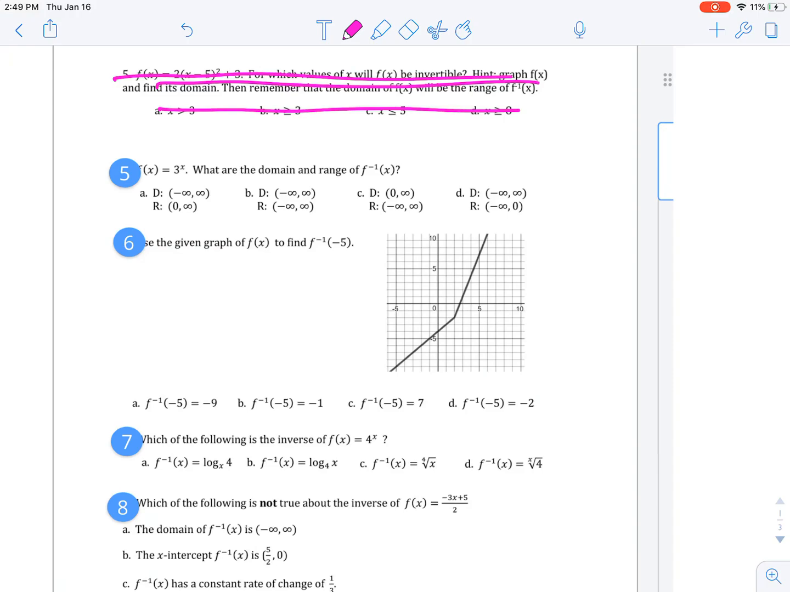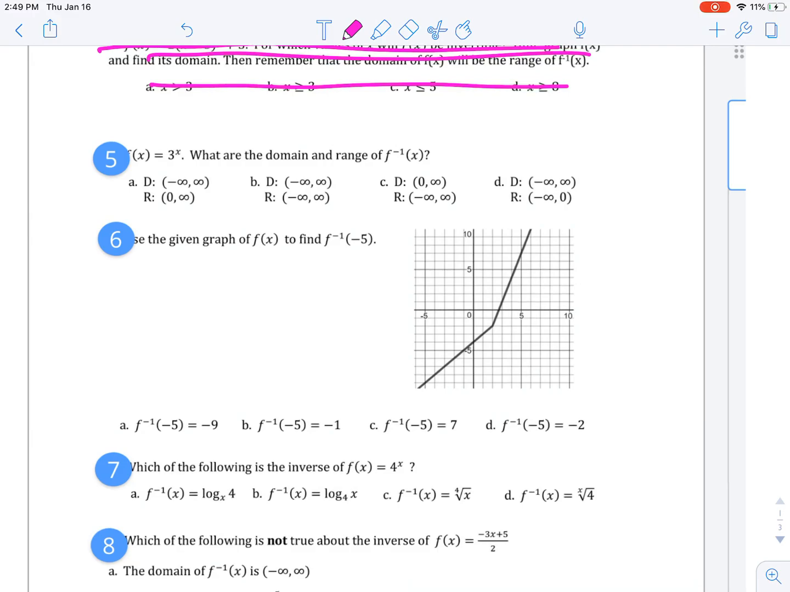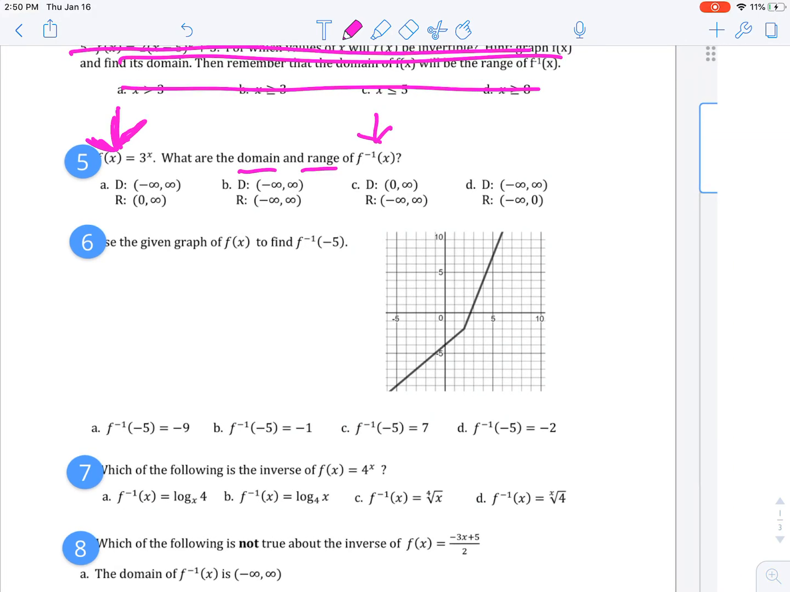Okay, f of x equals 3 to the x power. What are the domain and range of its inverse? All right, so remember there is a relationship between domain and range on a function and its inverse. The domain and range of the function are the same for the inverse, except they're switched. So if we figure out what this is over here, all we have to do is switch the domain and the range. So I start thinking about the domain of this, and I think about, well, what numbers could I plug in for x? I can plug in anything I want.